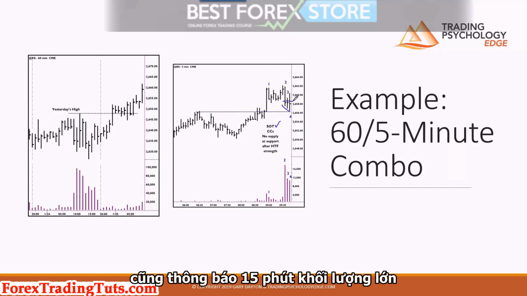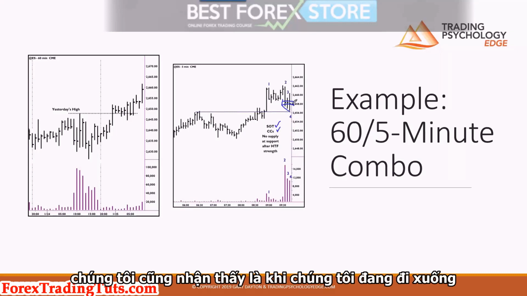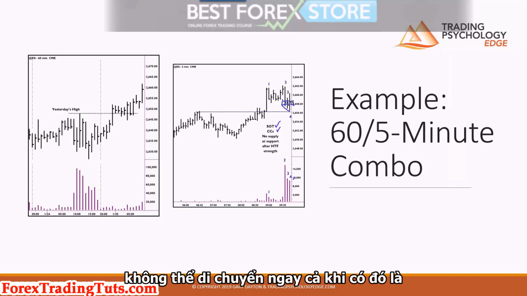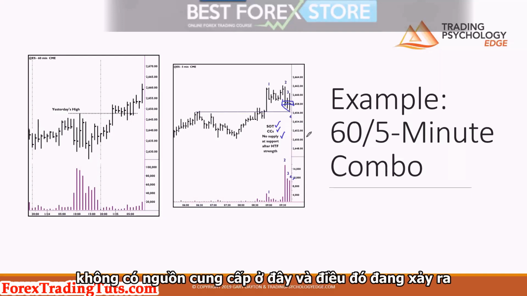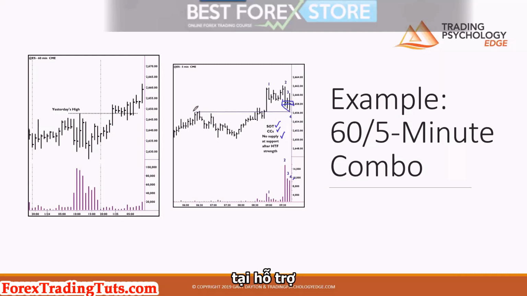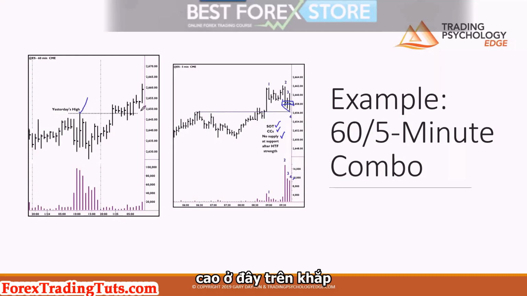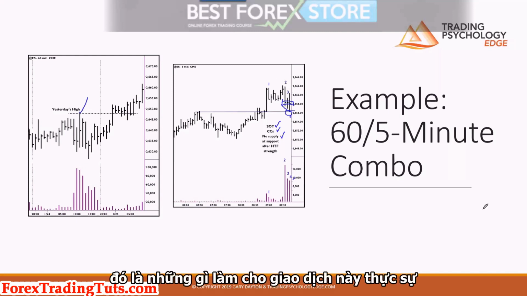Also notice 15 minutes of high volume activity, and we're going nowhere. We have clustering of closes. All the closes are closing in the same basic spot, right? We also notice as we're coming down, volume is drying up, and as I said, we're not able to move even on that. There's no supply here, and that's occurring at support. We can draw this line from yesterday's high across, and we're coming back to test yesterday's high. That's what makes this trade a really good trade.